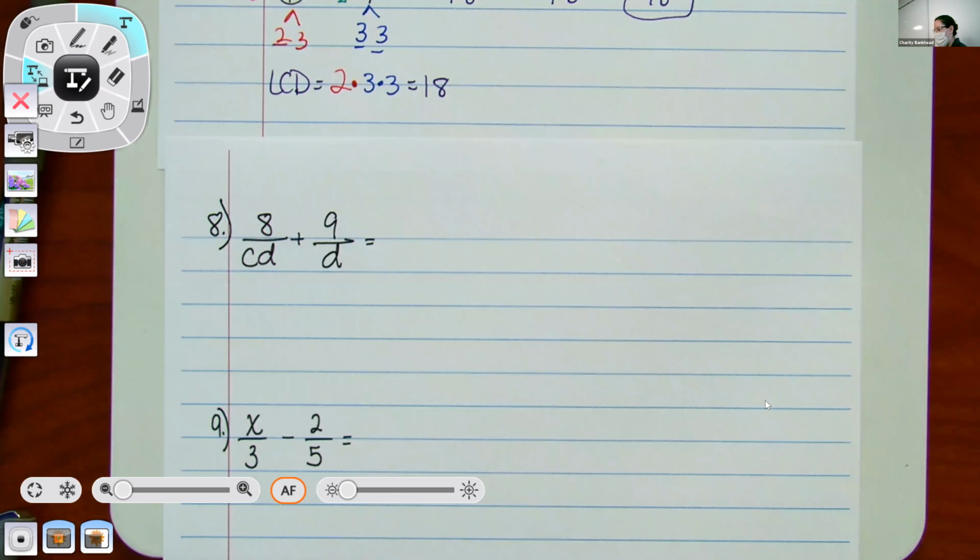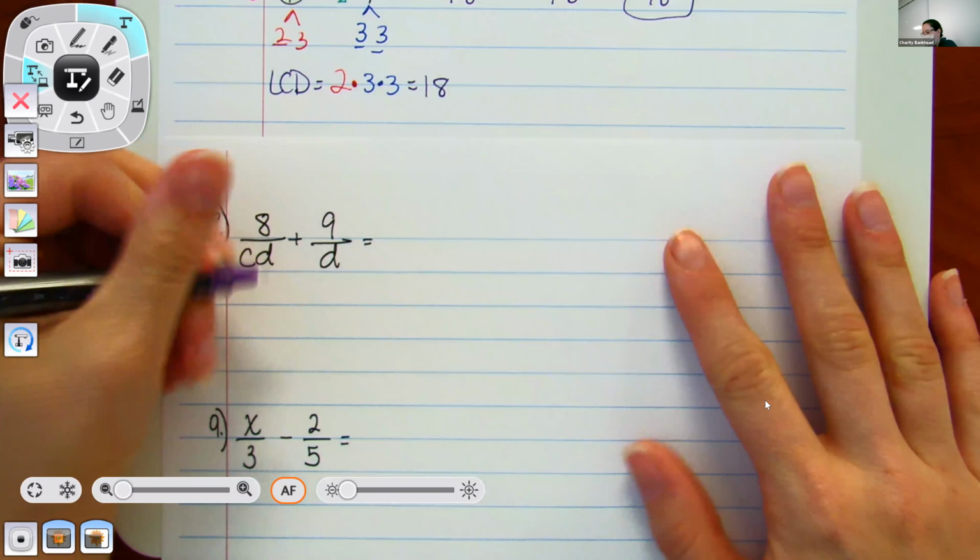So number 8. CD in this case means C times D. So you could say that the factors of that denominator are C and D. So what do you think is the LCD?